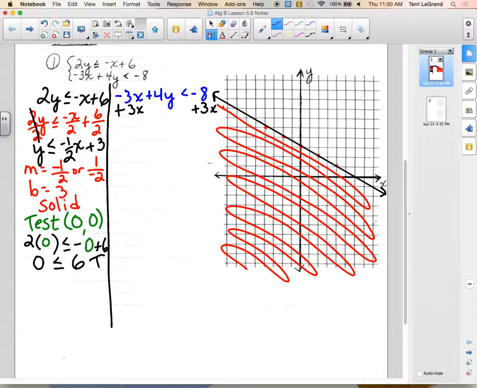Okay, so now we have the 4y by itself, and we have negative 8 plus 3x. Okay, Stefan? Now we're going to divide 4 by everything. Can I change that around? We're going to divide everything by 4. Okay, 4y is going to get divided by 4. The negative 8 is going to get divided by 4. The 3x gets divided by 4.